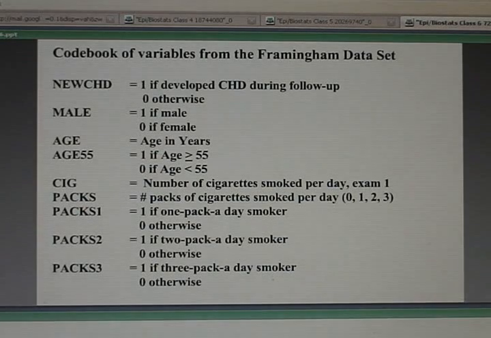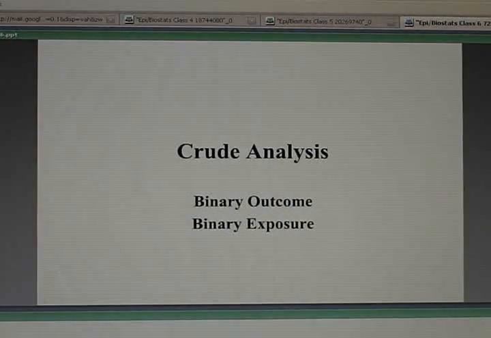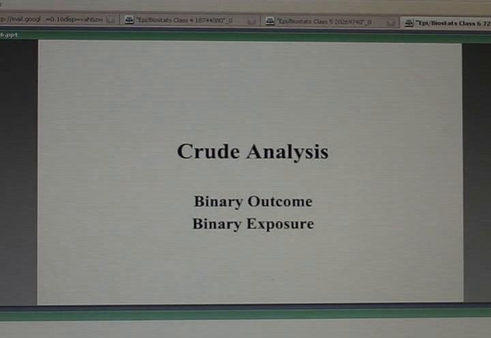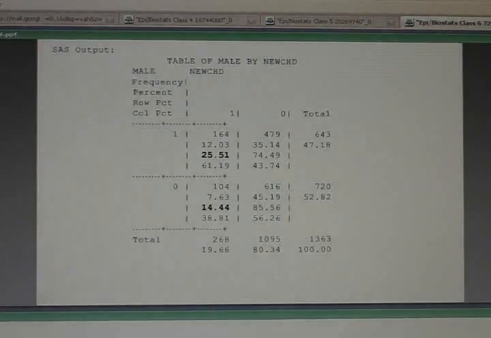Let's look at some of the analyses we talked about last week. First, we'll look at this binary outcome, developing NECHD, with a binary risk factor. Binary risk factor I'm going to use is male. So this is a printout from SAS. 2x2 table. The first row are the males, male equals 1. The second row are the females, male equals 0. The first column are the people who did not develop NECHD, NECHD equals 0. Second column are people who did develop NECHD.